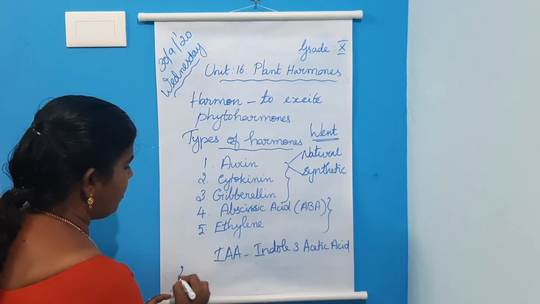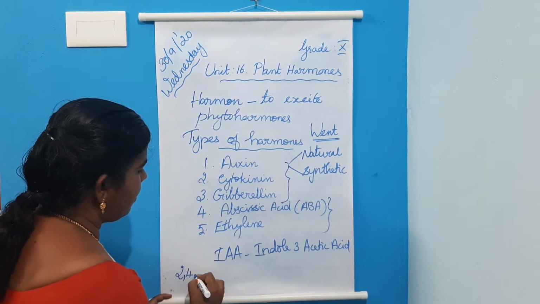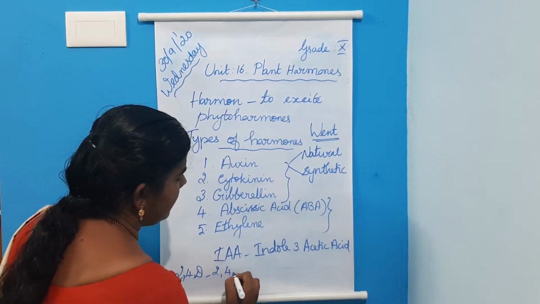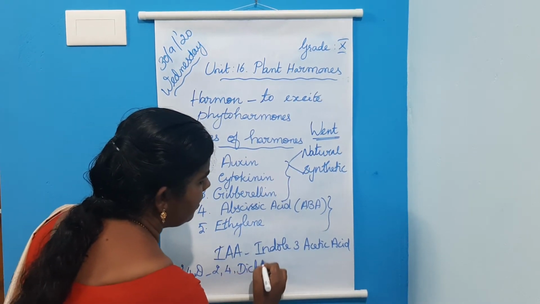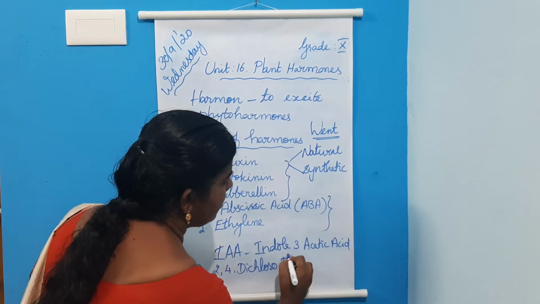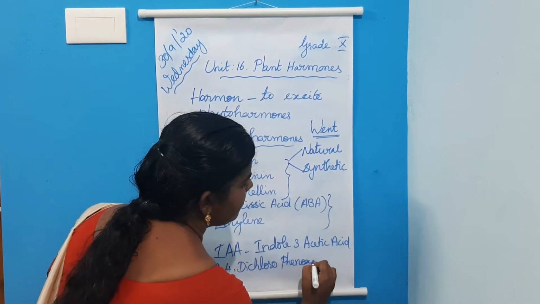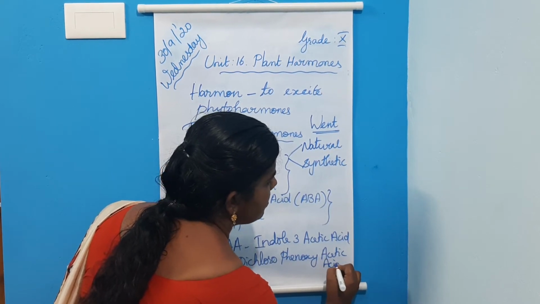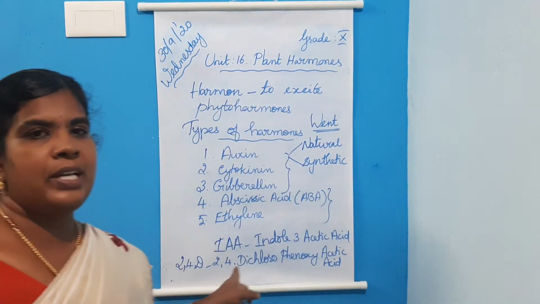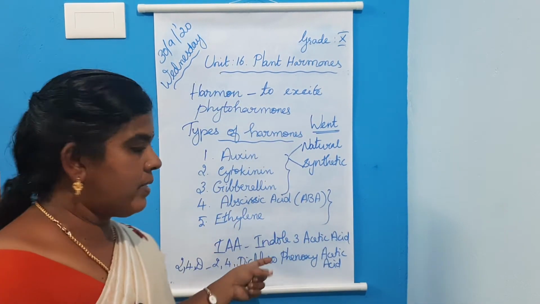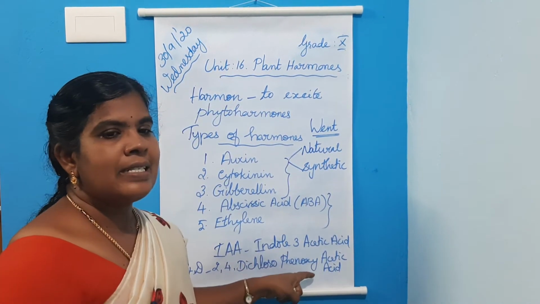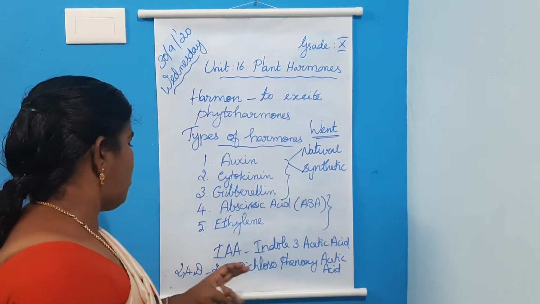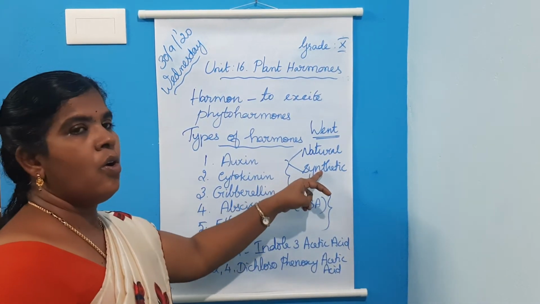Example, 2,4-D. That is 2,4-dichlorophenoxy acetic acid. So what is 2,4-D? 2,4-D is a synthetic auxin. An artificially synthesized auxin is a synthetic auxin.